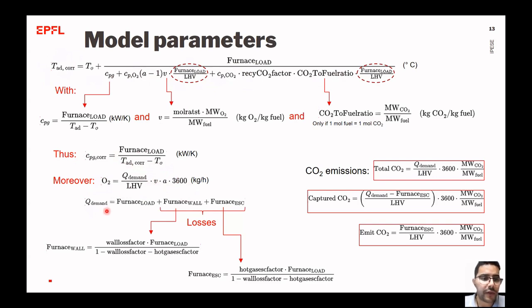The total demand of heat can be calculated based on the useful load, but also on the furnace wall losses and the hot air escaping. The CO2 emissions can be divided into the captured CO2 and the emitted CO2.